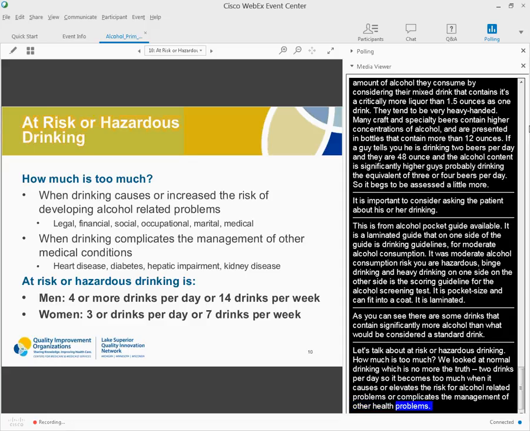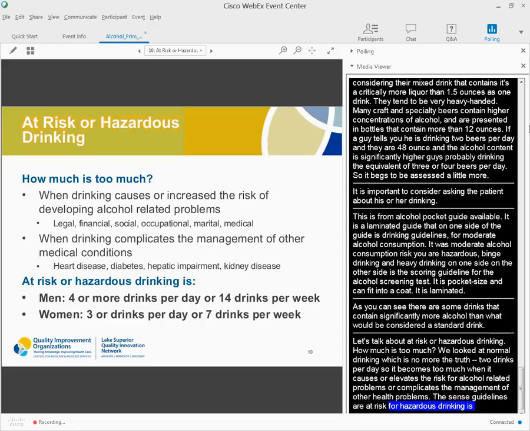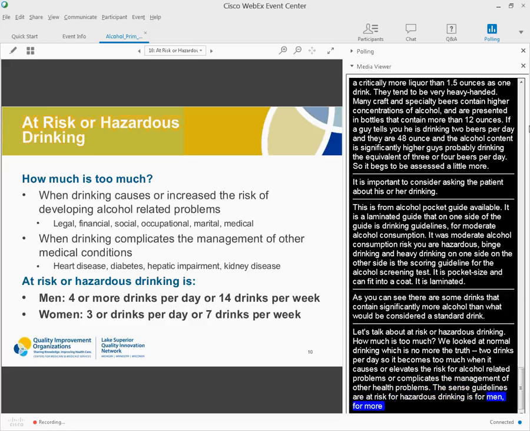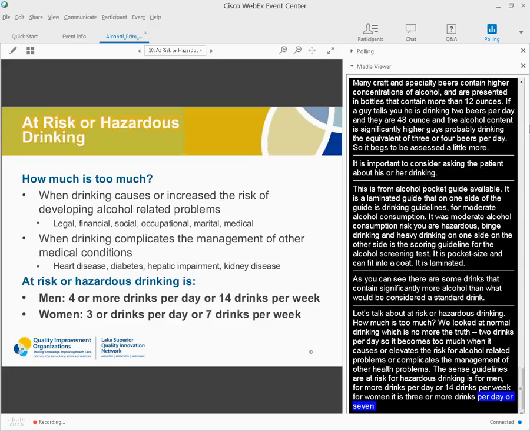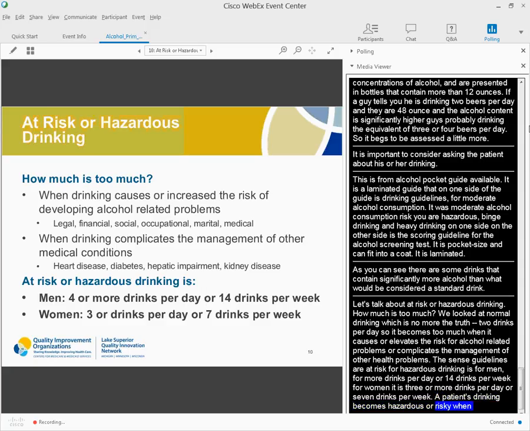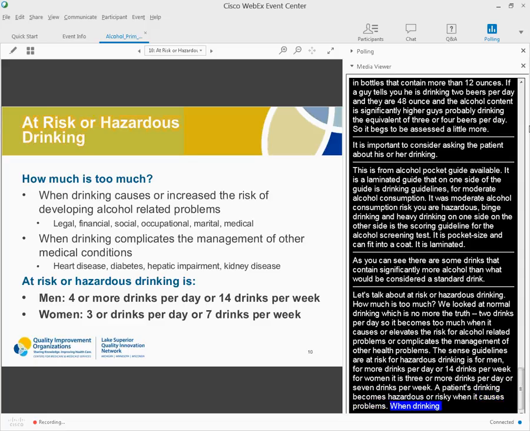So the SAMHSA guidelines for at-risk or hazardous drinking are, for men, 4 or more drinks per day, or 14 drinks per week. Women, 3 or more drinks per day, 7 drinks per week. Okay? A patient's drinking becomes hazardous or risky when it causes problems, right? So when drinking complicates the management of other medical conditions, or it causes or increases the risk of other health-related problems.